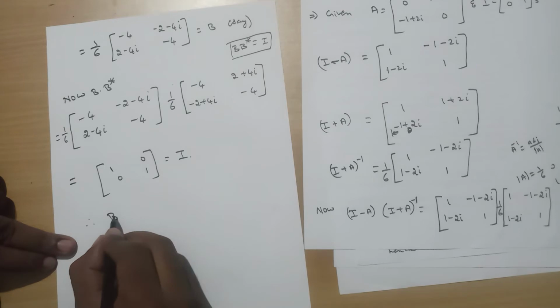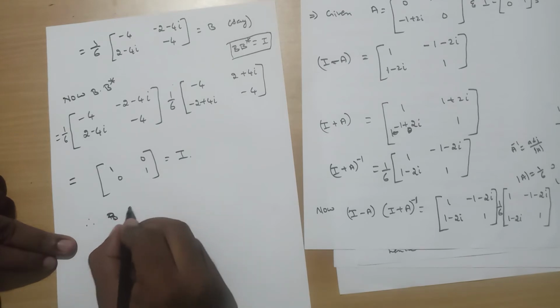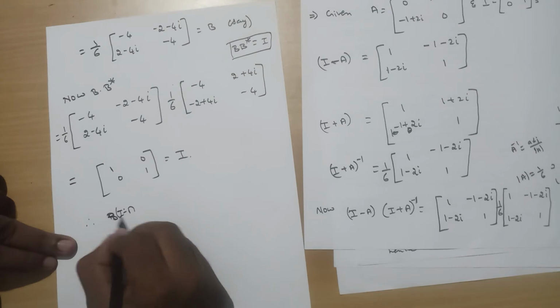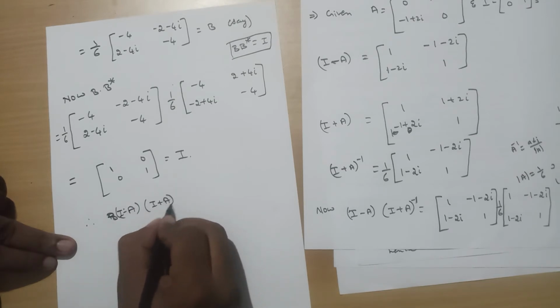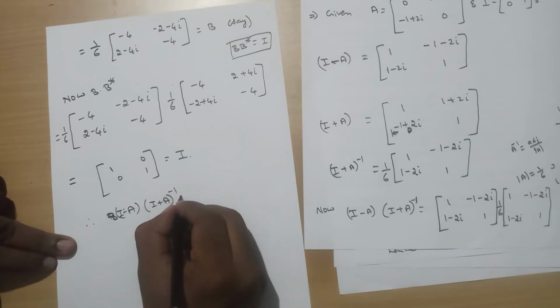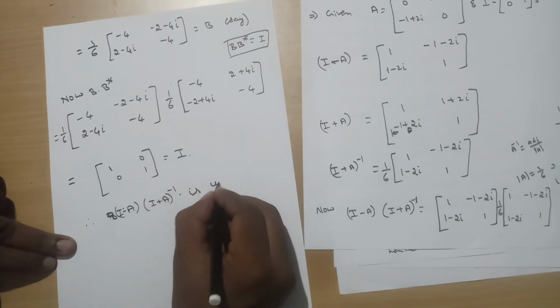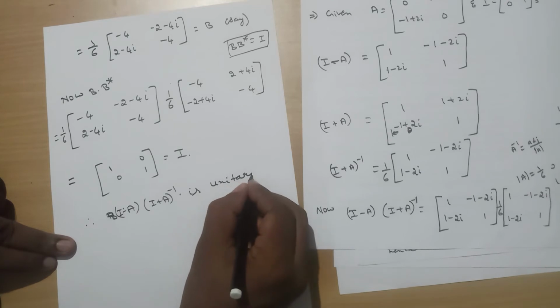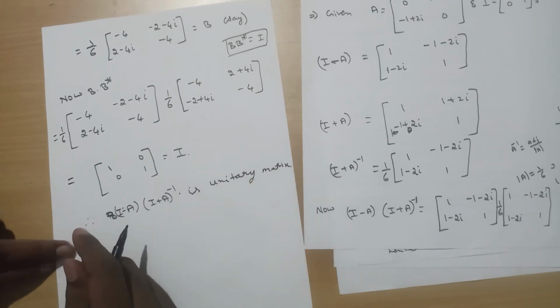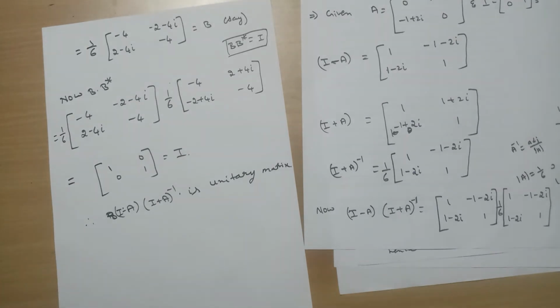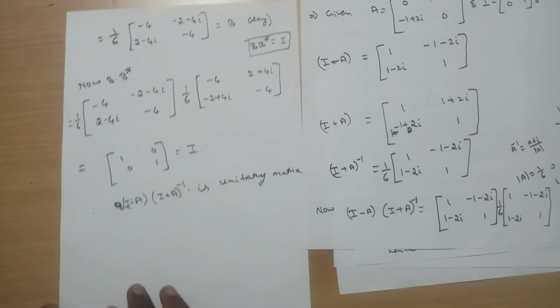Therefore I minus A into I plus A whole to the power of -1 is a unitary matrix. Okay. Now next problem.